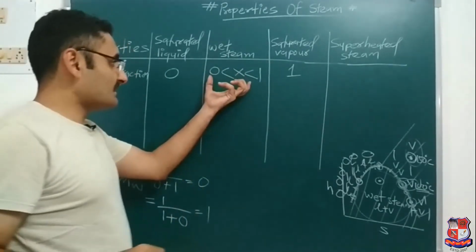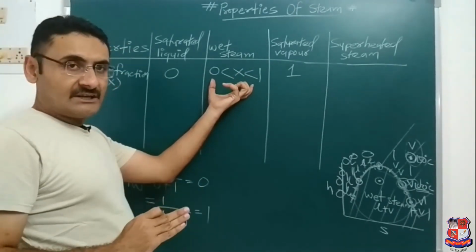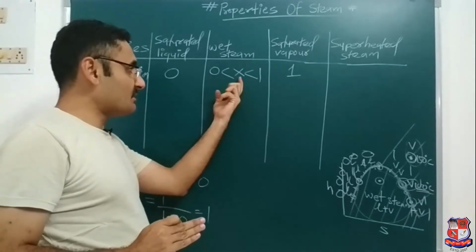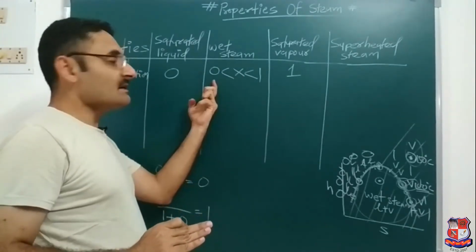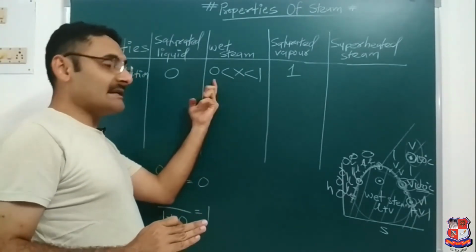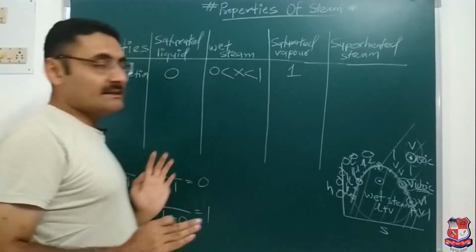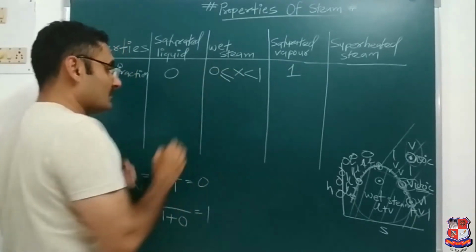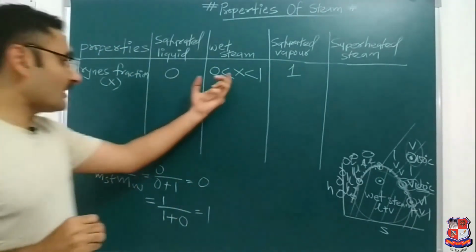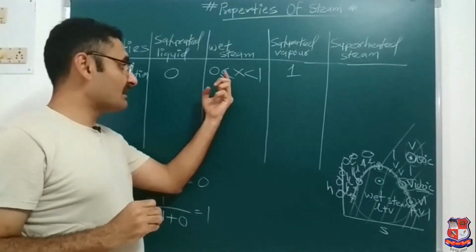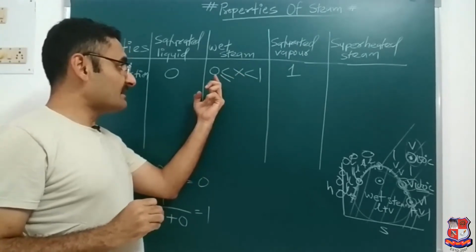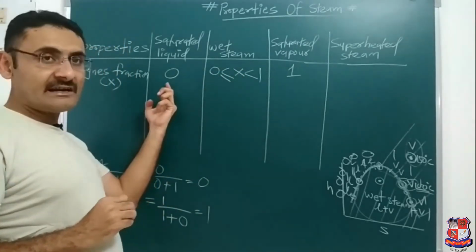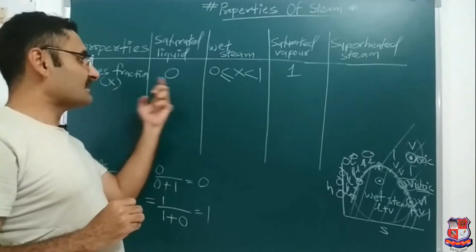That means this equation restricts one condition, which one? The dryness fraction value should never be less than 0 or never be greater than 1. Supposing I write for wet steam the dryness fraction as 0 less than or equal to x. So what does it mean? x is equal to 0 also, and if x equals 0, it is the dryness fraction of what? Saturated liquid, because for saturated liquid x equals 0.